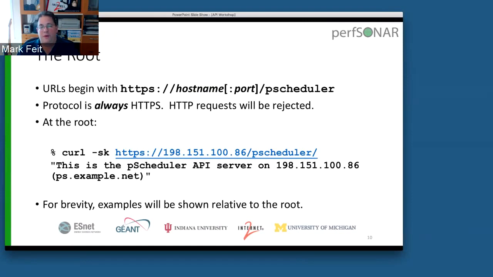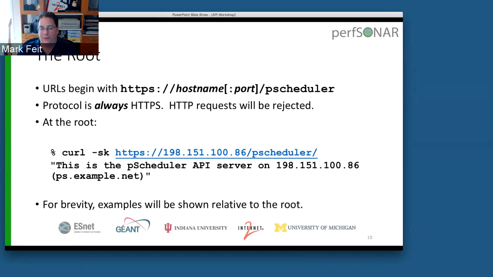At the root of everything is a URL that begins with HTTPS, a host name, and optionally a port. We do have the ability to run pScheduler on different ports. And then finally, of course, after that, pScheduler. We do this so that we can share the web server on the host with other applications that use it as well. The protocol for right now is always HTTPS. Things are hardwired right now so that anything that is not encrypted will be rejected. You'll see why that is in a few minutes.